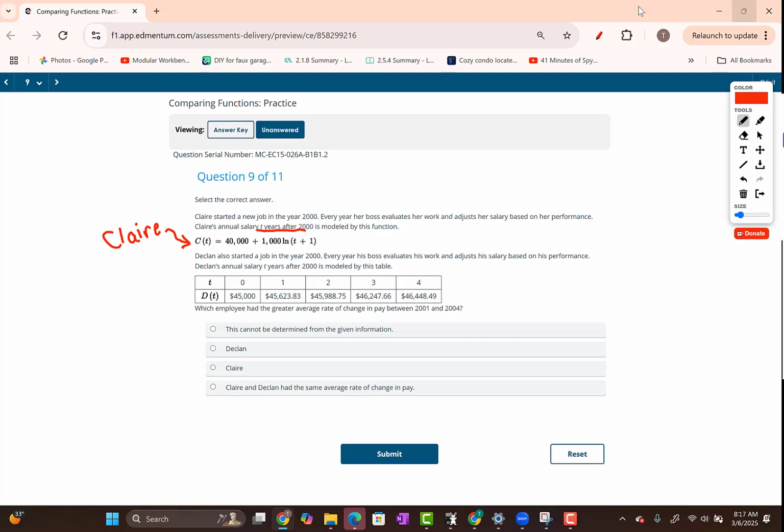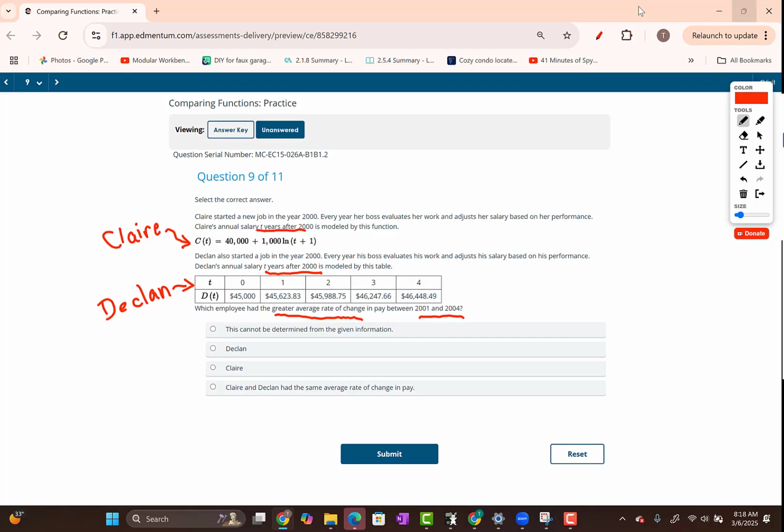Declan also started a job in the year 2000. Every year, his boss evaluates his work and adjusts his salary based on his performance. Declan's annual salary T years after 2000 is modeled by the table. So here is Declan's information. Which employee has a greater average rate of change in pay between 2001 and 2004?